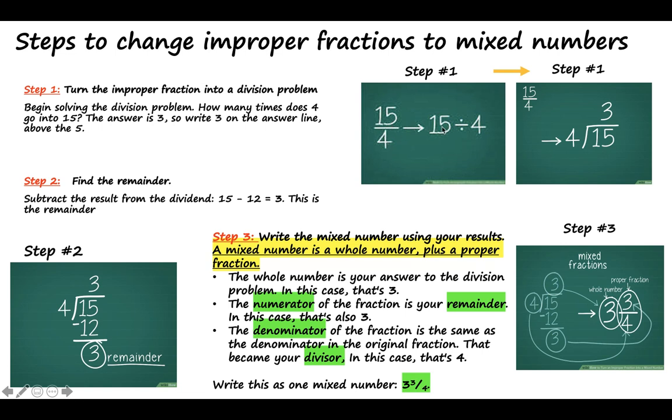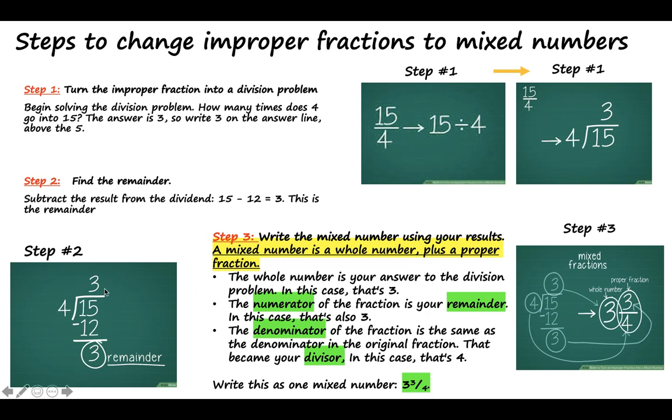So I'm going to take that and turn that into a division problem. 15 divided by 4, and then I put it under my little house and make it into a division problem. I continue to the end to find out what the remainder is. So it ends up being that I have 3 as my whole number because 4 goes into 15 3 times, and then there's 3 left over.